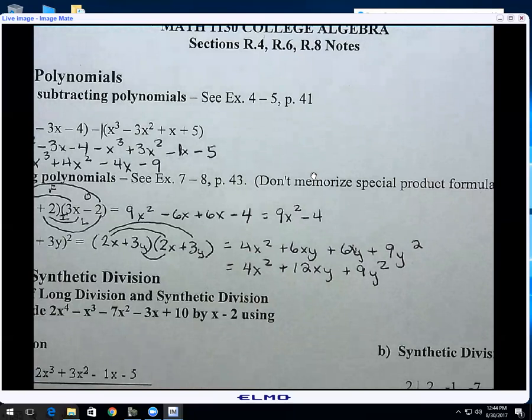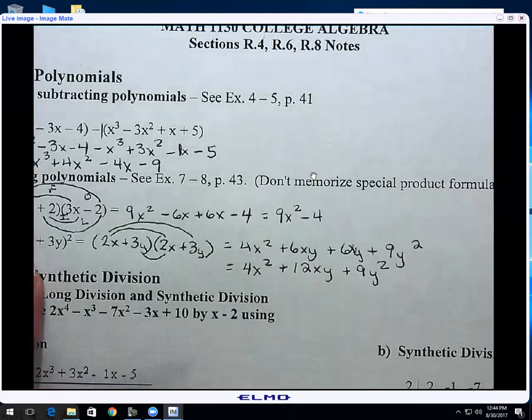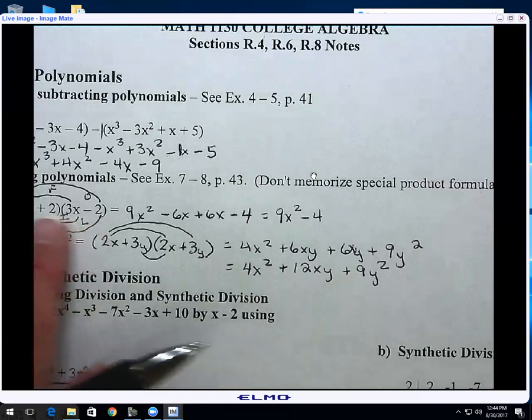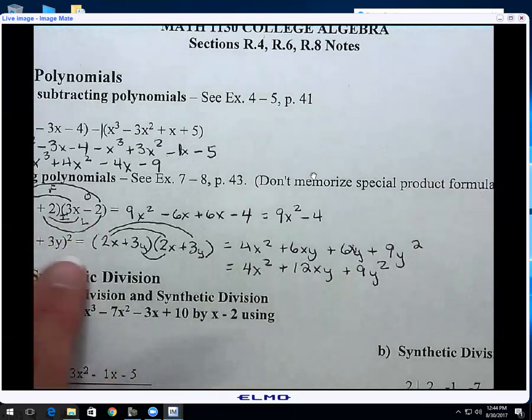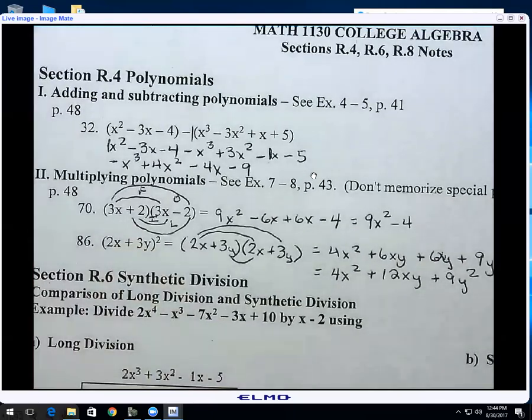Remind me of this. How could I look at 70 and 86 and know that this answer is going to be a binomial and this answer is going to be a trinomial? How can I tell that just by looking? The plus and the minus. This is plus times minus, but you're going to cancel each other out when you combine them. This is plus times plus. It's not going to cancel out.